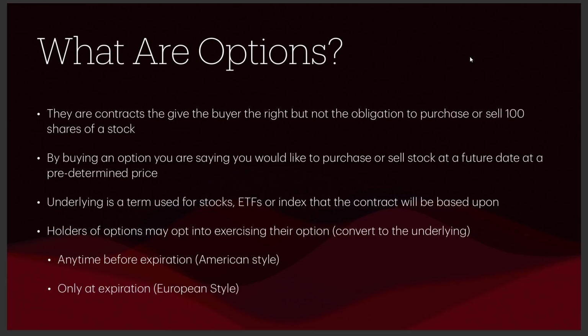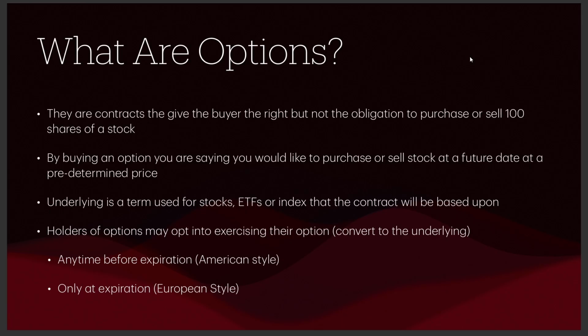So we must ask ourselves, what are options? I'm sure you've heard of stocks, you've heard of ETFs, but maybe you haven't heard of what an option is. Well, options, they're contracts. They give the buyer the right, but not the obligation to purchase 100 shares of an underlying stock. So if I want to go out and buy an option, I would pick a stock first, say like Amazon. And if I go to buy an option contract on Amazon, that contract is saying I can either buy or sell the stock at a predetermined price at a predetermined date.